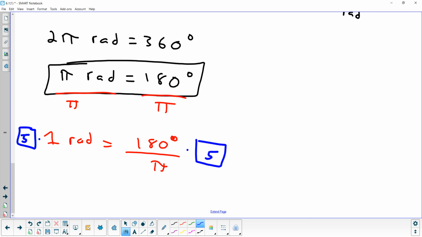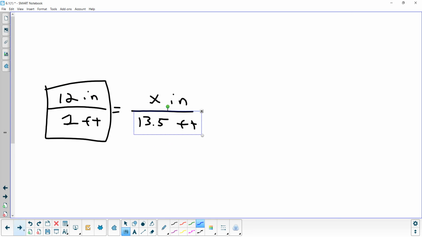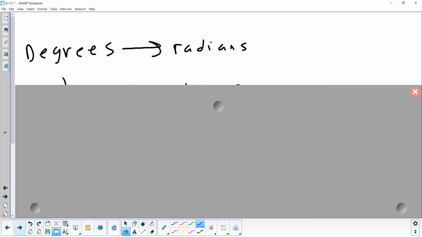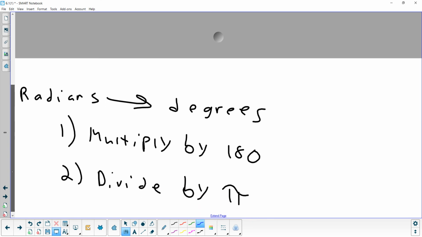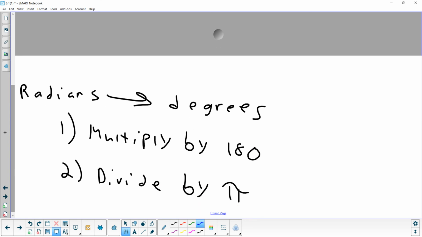So what I'm trying to show you is whenever you want to convert from radians to degrees, all you have to do is take what you're trying to convert and multiply it by 180 and divide it by pi. That's always the conversion from radians to degrees. Multiply it by 180 and divide it by pi. And I think I write that down. Okay, I did that one first. So we'll do this one. Radians to degrees, multiply by 180, divide by pi.